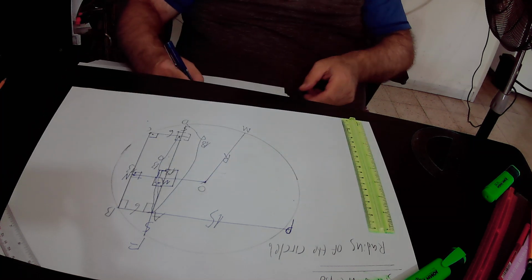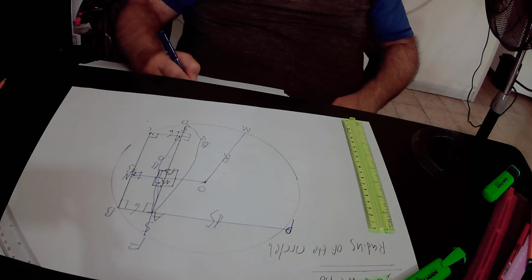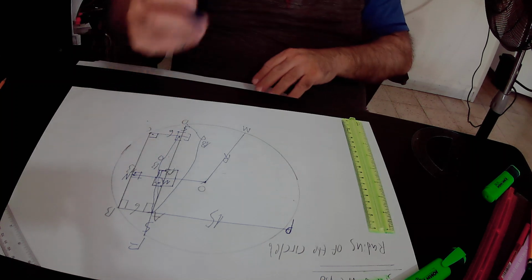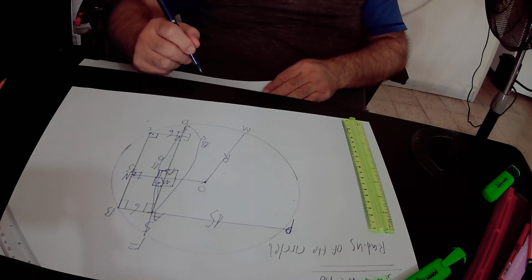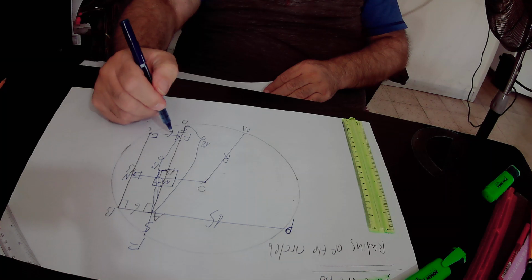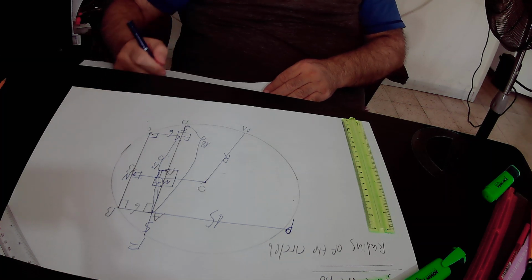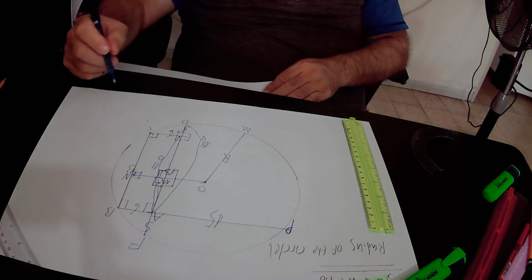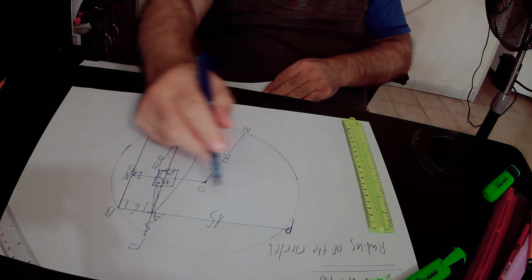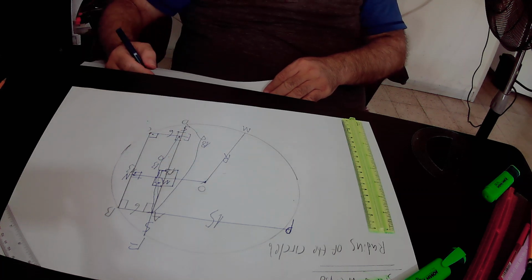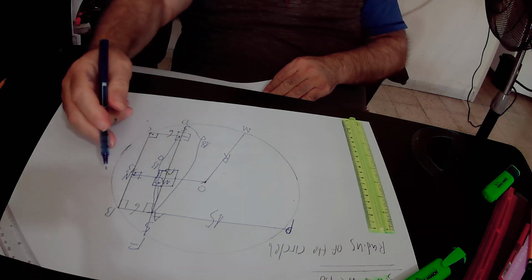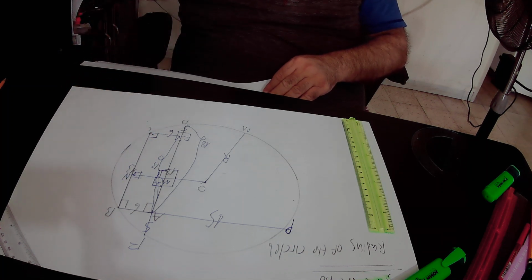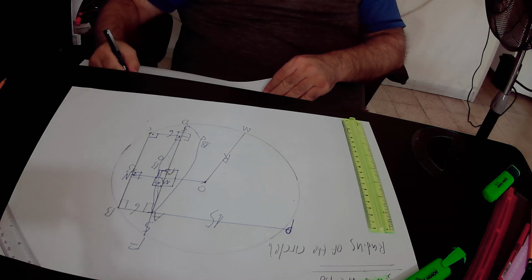So 4 times R squared is equal to FA squared. FA equals 5, therefore FA squared equals 5 squared, that is 25, plus AD squared. AD equals 18, therefore AD squared equals 18 squared, that is 324, plus PA squared. PA equals 15, therefore PA squared equals 15 squared, that is 225, plus AB squared. AB equals 6, therefore AB squared equals 6 squared, that is 36.